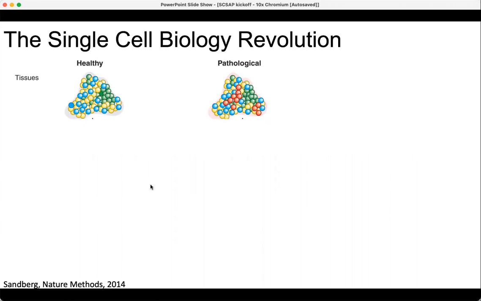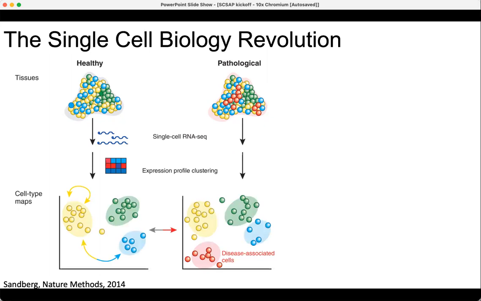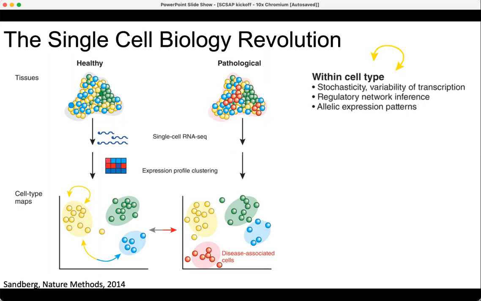It should come as no surprise to the folks in this audience that being able to generate and understand omics profiles of single cells has led to a revolution in biology, right? We can start with healthy tissues or diseased tissues, break these down into single cells, look at these omics profiles, and then generate in-depth cell type maps of both healthy and pathological tissue, looking at tissue homeostasis, development, and disease processes. This gives us the ability to search within cell types for things like stochasticity of gene response, the gene networks that are regulating cell types, or even cell-specific allele expression patterns.